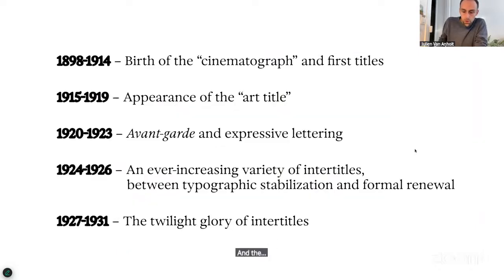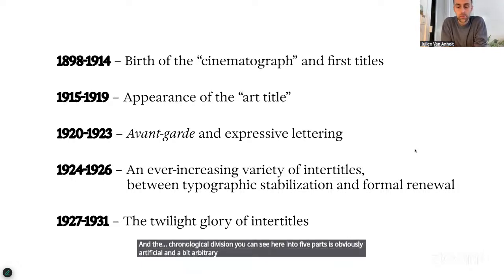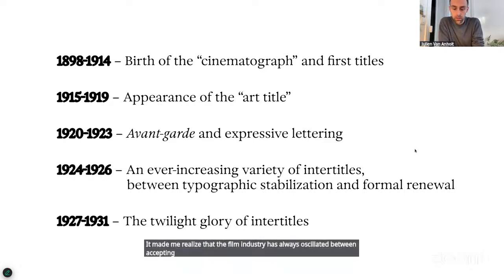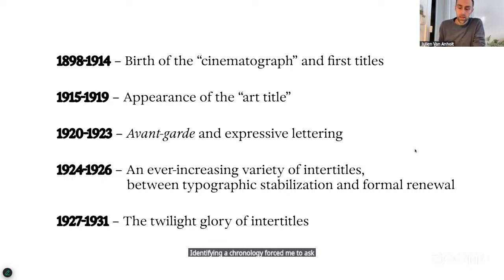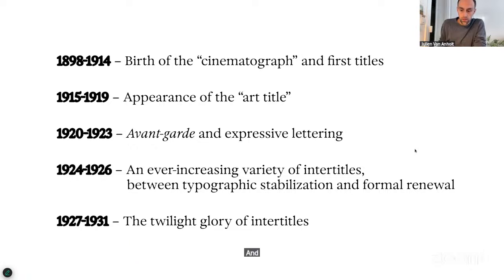The chronological division you can see here into five parts is obviously artificial and a bit arbitrary, but at least it helped me to structure my thoughts, to put ideas in tension and to establish opposition. It made me realize that the film industry has always oscillated between accepting and rejecting intertitles. Identifying a chronology forced me to ask myself in which cases hand painting or lettering was favored over typesetting titles. And in most cases, as you can imagine, it was the economic factor that prevailed.